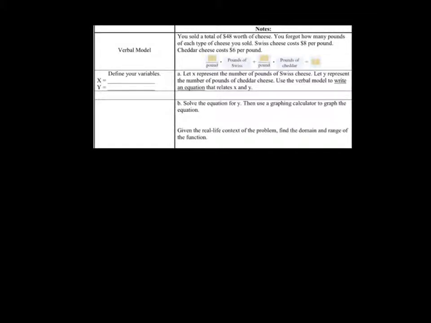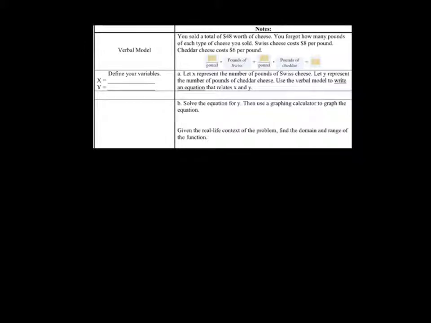These are the 3.4 Day 1 notes that we took in class, so I am going to review these with you, and hopefully if you had any questions, this will address those issues. So we started out by talking about a verbal model. A verbal model is just the word problem portion of a question.